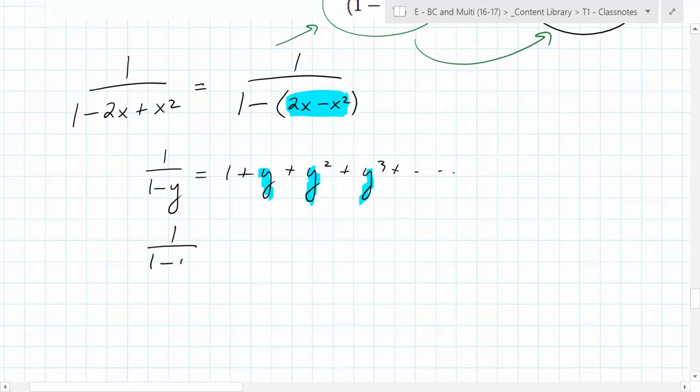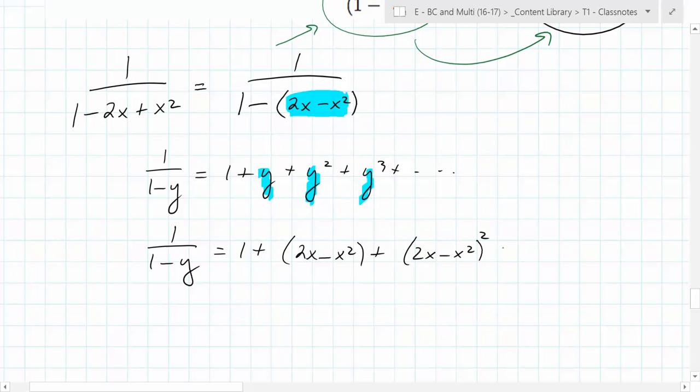1 over 1 minus y is equal to 1 plus 2x minus x squared, plus 2x minus x squared squared, plus 2x minus x squared cubed. So you just... Do you agree with that? Is that good? Yeah. Another way to think of it is the following.